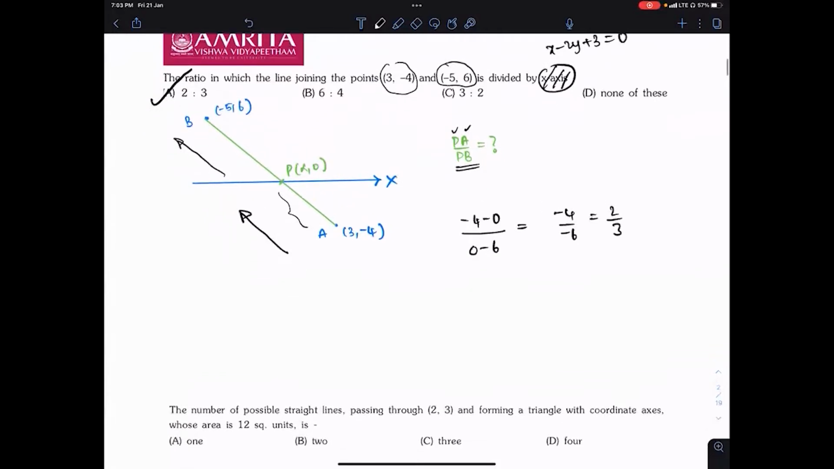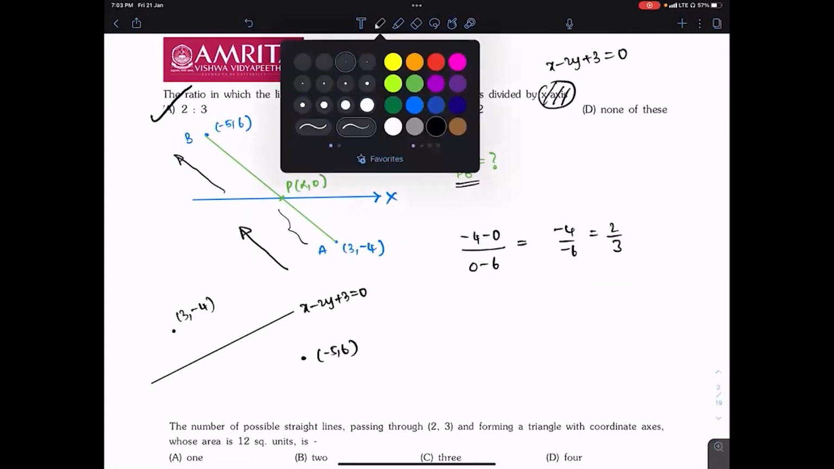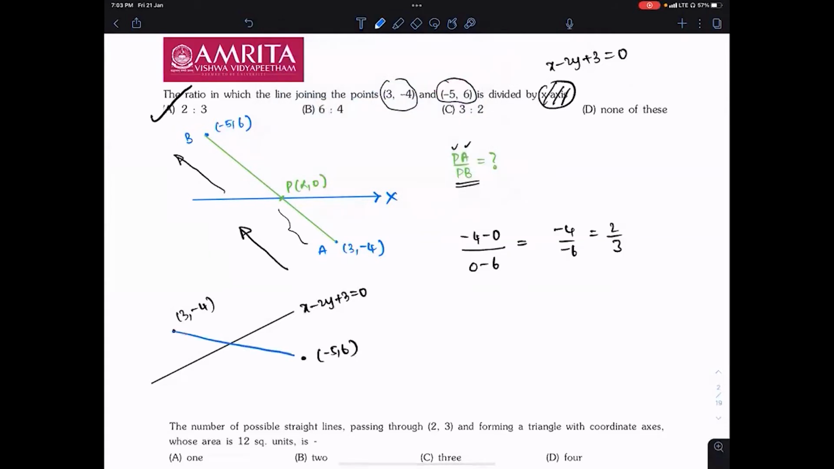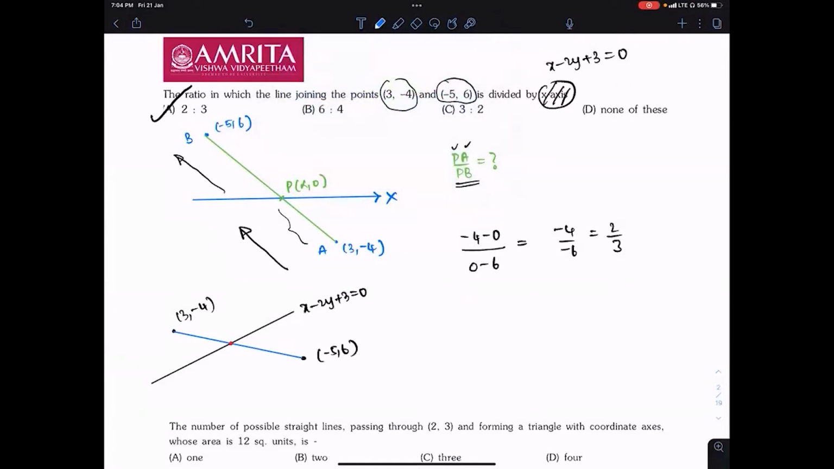Now, what does that mean? There is a line whose equation is x minus 2y plus 3 equal to 0. And these are the 2 points, 3 comma minus 4. Just like the x-axis, this time this line is cutting the line joining these 2 points. Previously we were taking the x-axis cutting the line segment AB. Again, the naming is important, guys. The first one is A, the next one is B. Now the question is, in what ratio will P divide A and B?